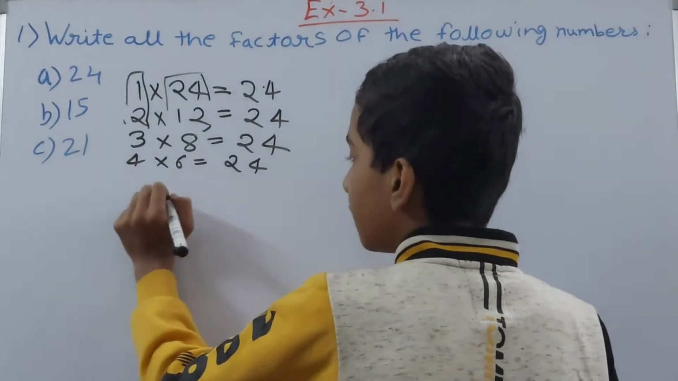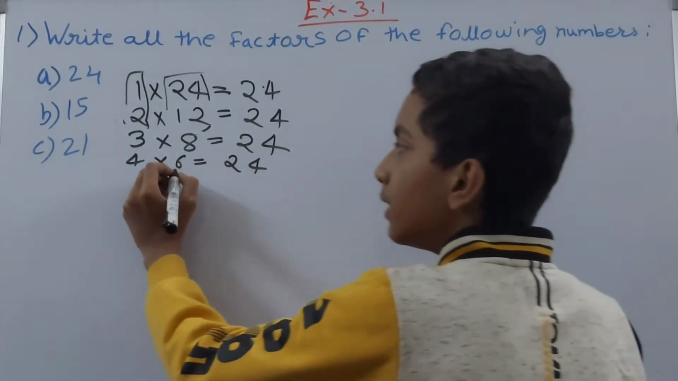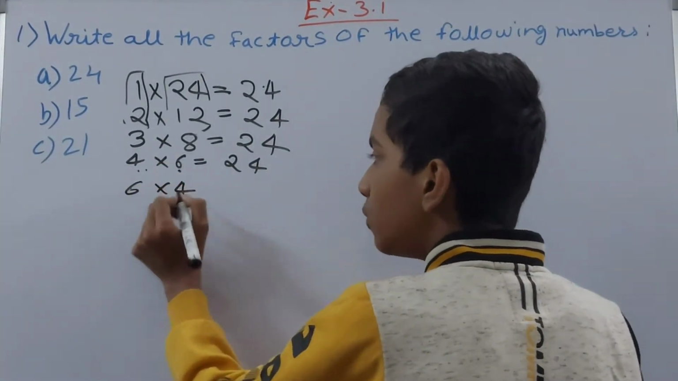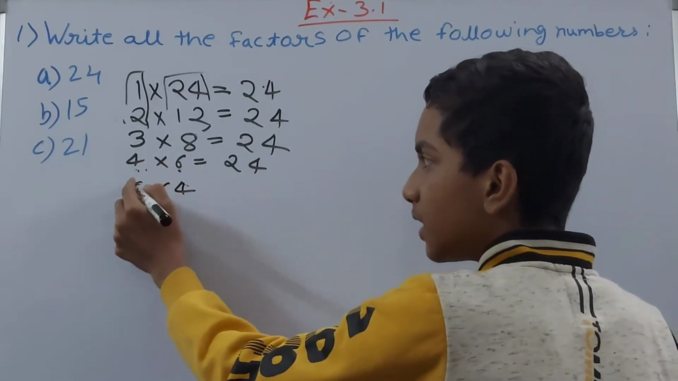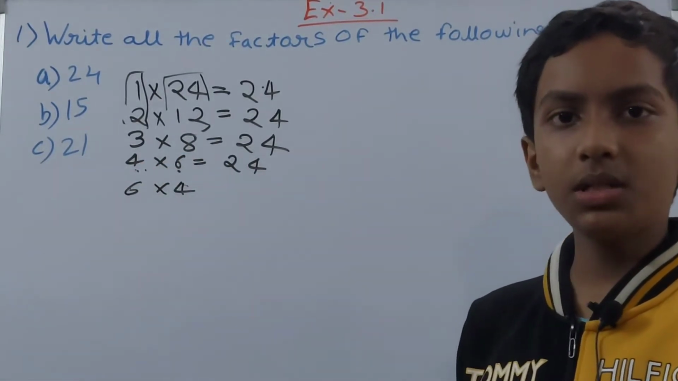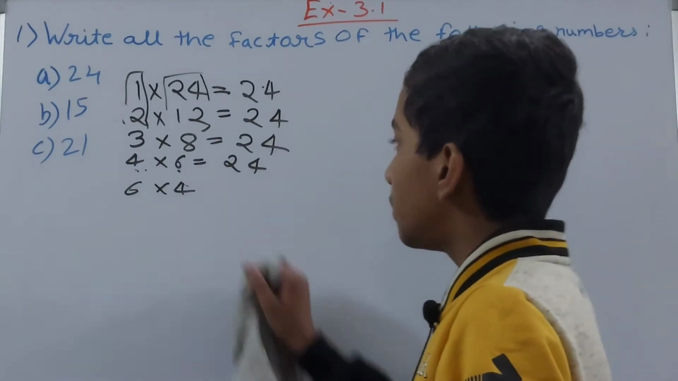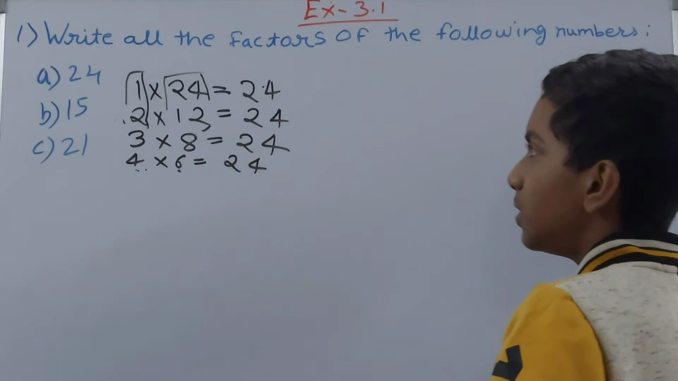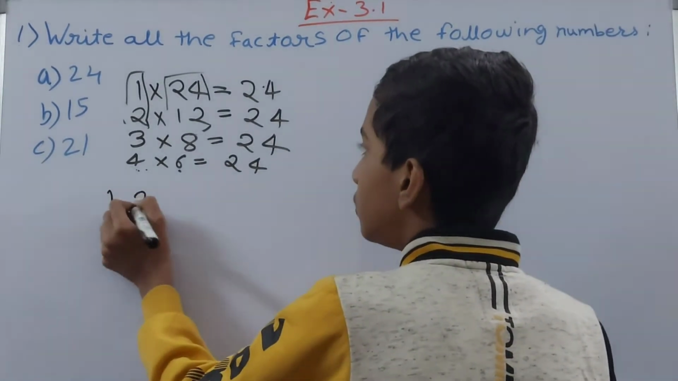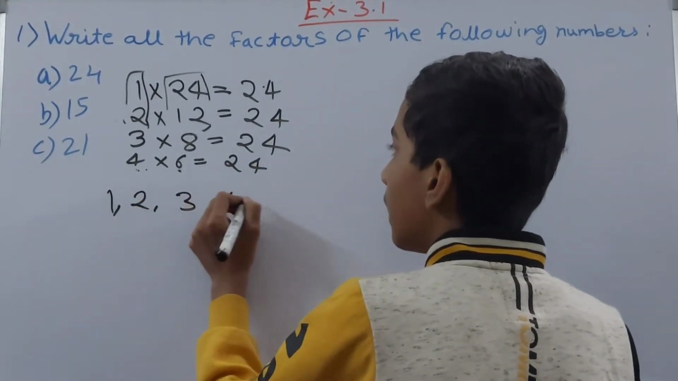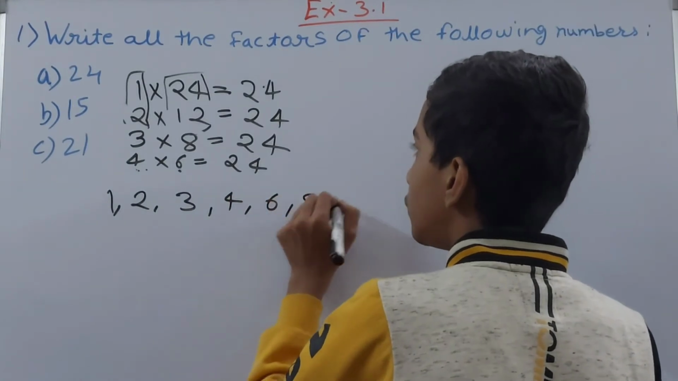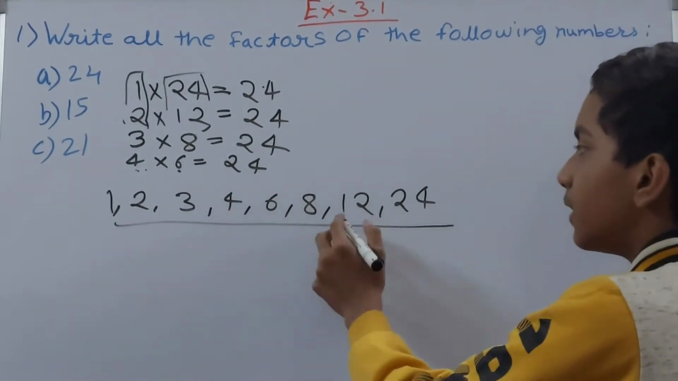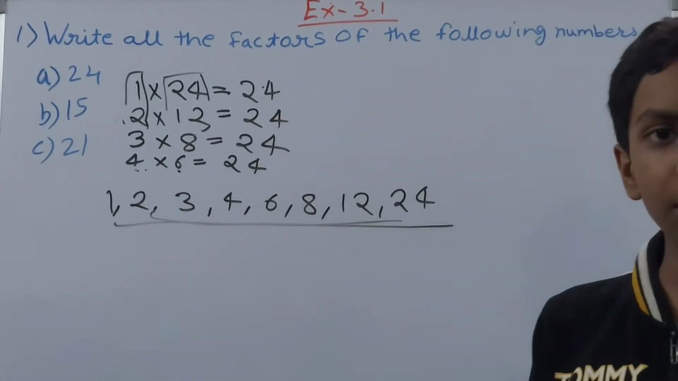6, yes, I have told you 6 4s is 24, but those two factors are already taken. Okay, see, 6 into 4 we can do, but 4 is also taken and 6 is also taken. So, we need to stop here. So, that means these are the factors of the number 24: 1, 2, 3, 4, 6, 8, 12 and 24. If you divide 24 by these numbers, you will get 0 in the remainder.